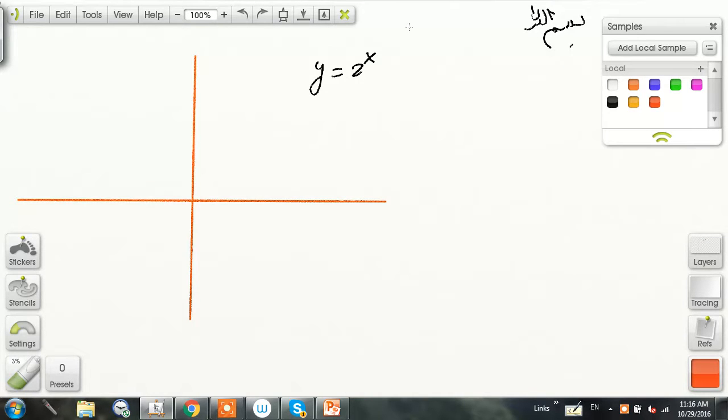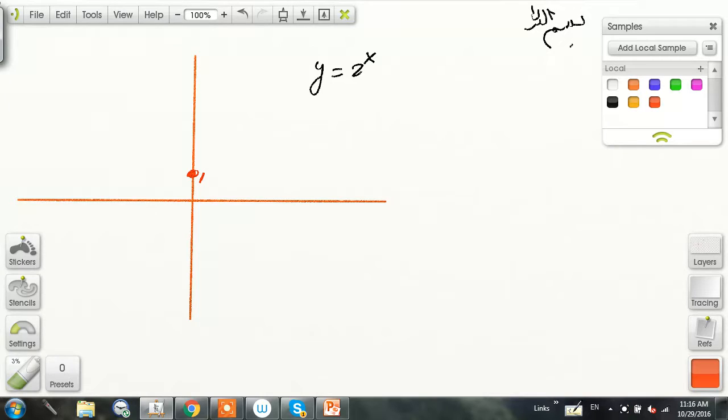You plug in 0 for x. So y equals 2 to the 0, and that is 1. Yes. Anything to the 0 power is 1. Okay? So this function has a y-intercept of 1 right here.